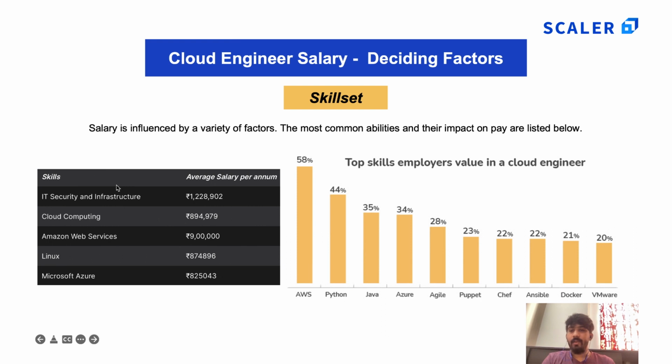Coming to the left side, looking at the average salary you will get according to the skill set. If you are into security and infrastructure for cloud, let's say you are a cloud security engineer, you will get more salary than a regular cloud engineer because cloud security is really necessary right now for a lot of companies. So 12 LPA would be the average salary.